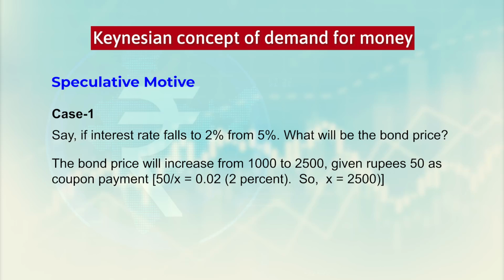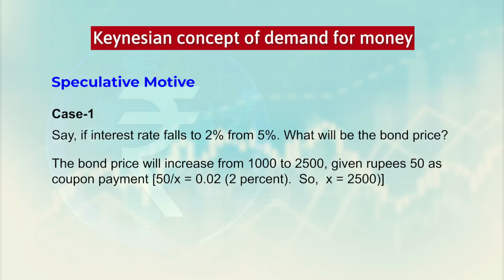So to earn 50 from a certain amount of money, the amount must increase, because previously rupees 1,000 gave me rupees 50 when the interest rate was 5%. But now the interest rate is 2%. So to get rupees 50 as the return, I must invest more than 1,000. So the bond whose price was 1,000 two years ago must increase from 1,000.